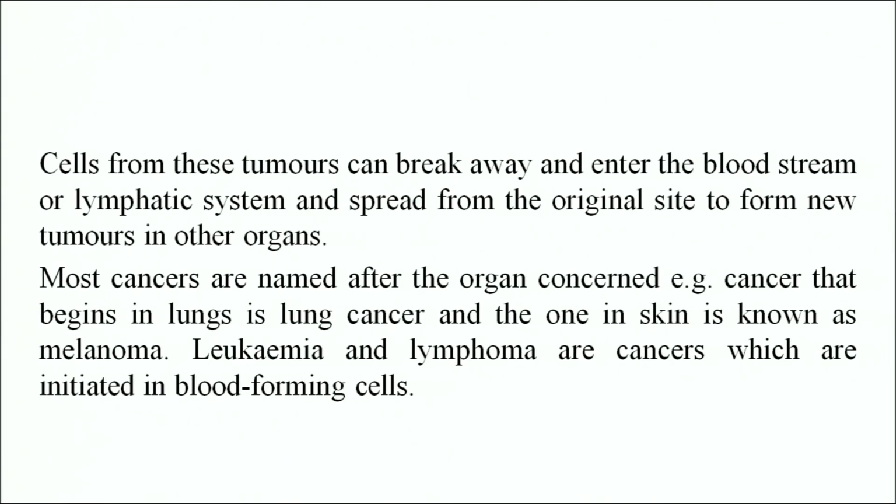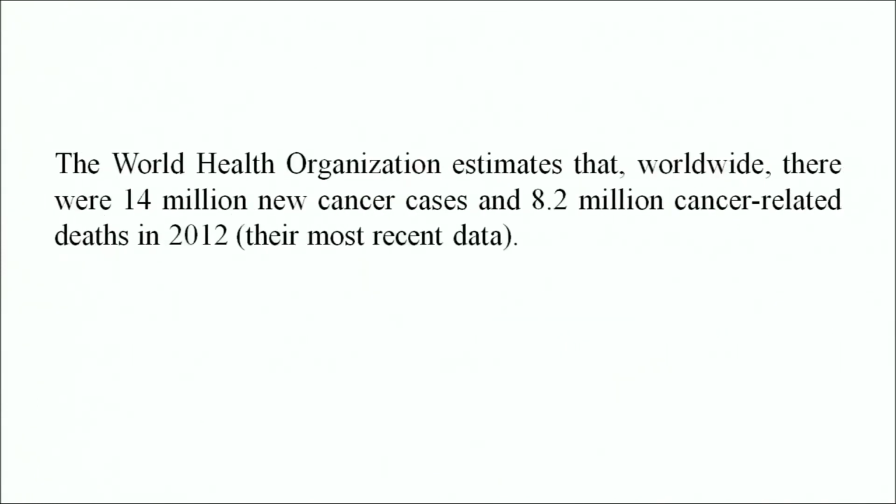Most cancers are named after the organ concerned. For example, cancer that begins in the lung is lung cancer, and the one in the skin is known as melanoma. Leukemia and lymphoma are cancers which are initiated in blood-forming cells. The World Health Organization estimates that worldwide there were 14 million new cancer cases and 8.2 million cancer-related deaths in 2012. That is the most recent data. So, learners, this is all about environment and health, part 1 of lesson 11.